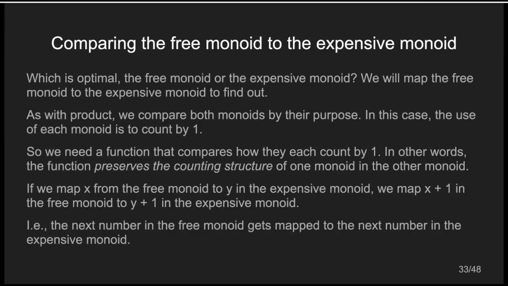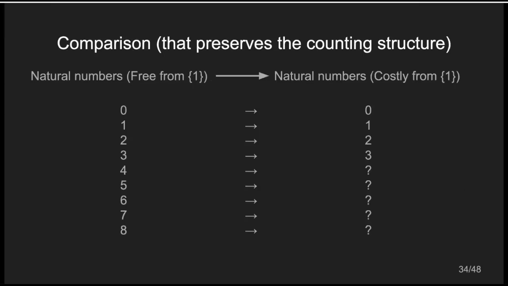What we're doing with both of these monoids is we are counting by 1. That's what we saw. We're generating by just adding 1 to itself over and over. So the function is going to preserve the counting structure as long as each counts by 1 in the same way. And so the way this is going to work is that if we map a number in the free monoid to a number in the expensive monoid, the next number in the free monoid gets mapped to the next number in the expensive monoid. So it's just going to match up with each other, counting by 1. So here is a diagram that shows this.